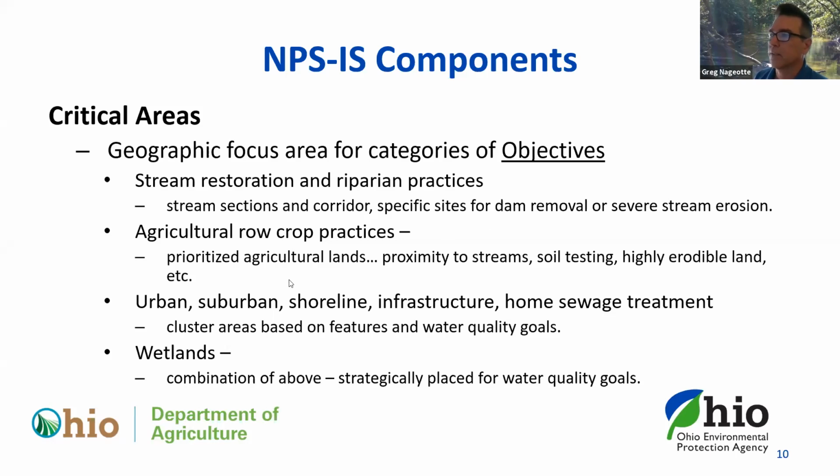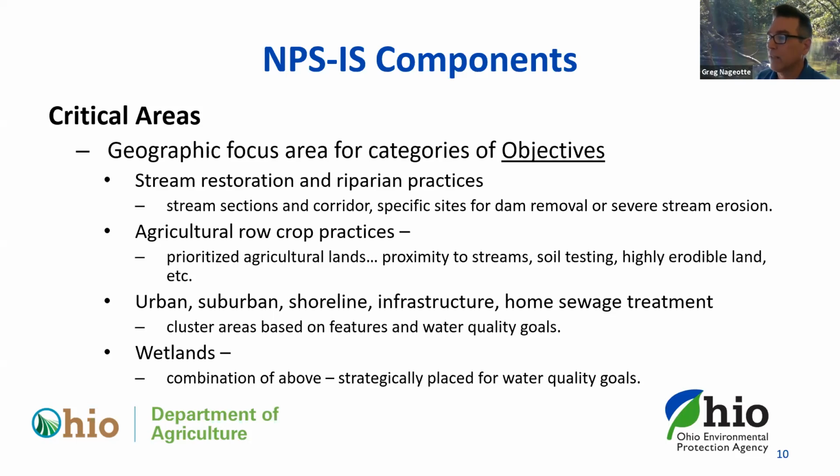Agricultural row crop practices. We want prioritized agricultural lands that need the treatment that you're being specific about in your objectives. Oftentimes this involves proximity to streams, soil testing levels, highly erodible land. Depending on what your water quality issues related to agriculture are, that's going to define your agricultural critical areas. Then we might also have urban, suburban, shoreline, infrastructure, home sewage treatment. These are more cluster areas that are going to be drawn in your watershed based on where those areas are.